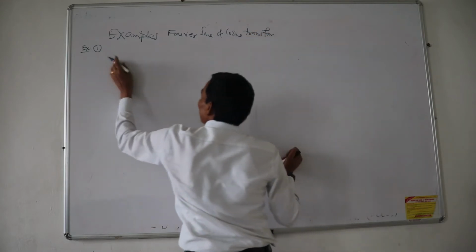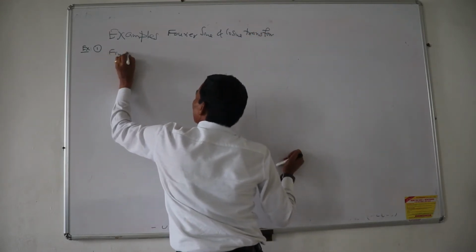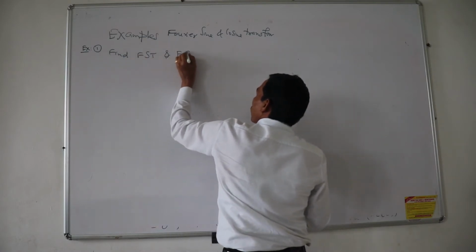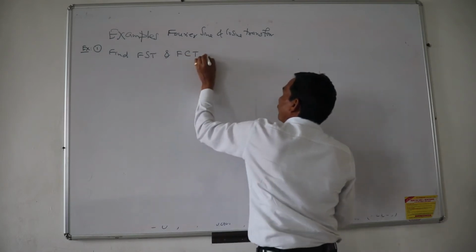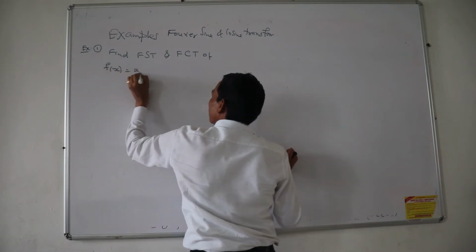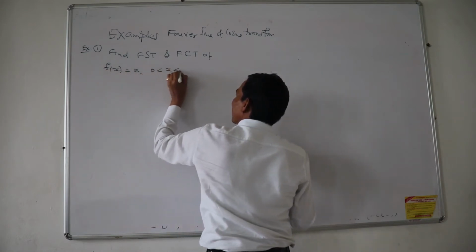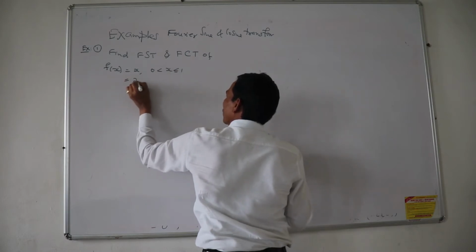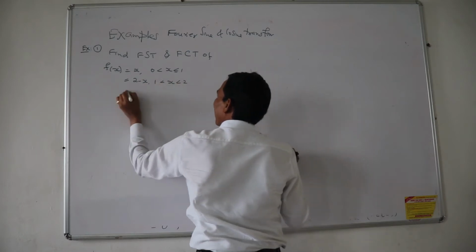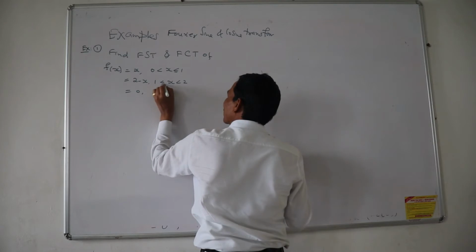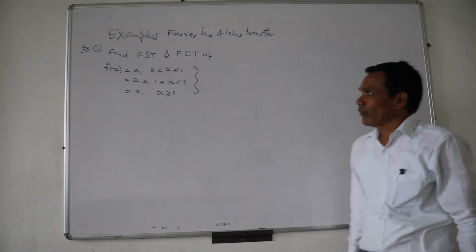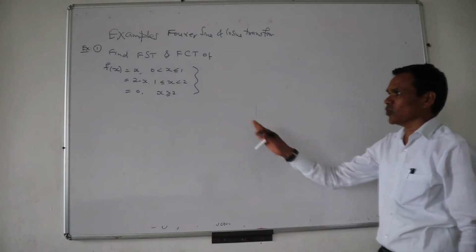So the first example: find the Fourier sine transform and Fourier cosine transform of the function defined as f(x) = x for 0 < x < 1, then 2 minus x for 1 < x < 2, and 0 for x greater than or equal to 2. So for this signal, you have to find the Fourier sine and cosine transform.